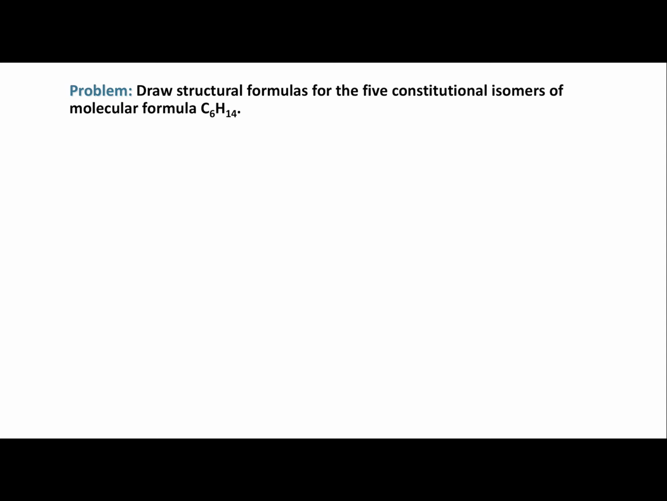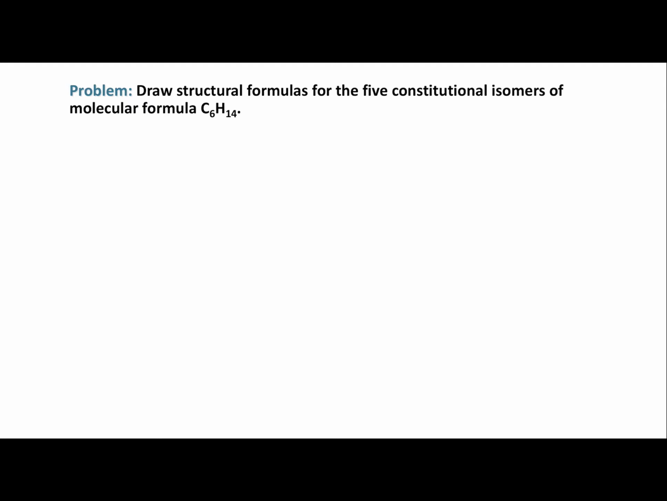Draw the structural formula for 5 constitutional isomers of a molecule with the molecular formula C6H14. Okay, so go ahead and pause it, pull out a piece of paper, give it a shot. I'm going to draw them in 3, 2, 1.